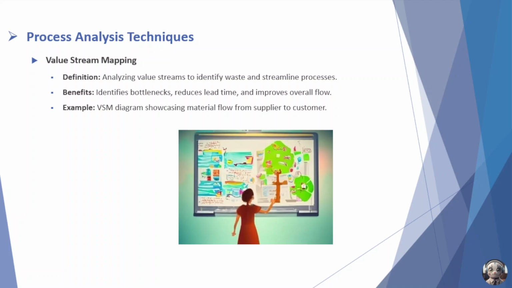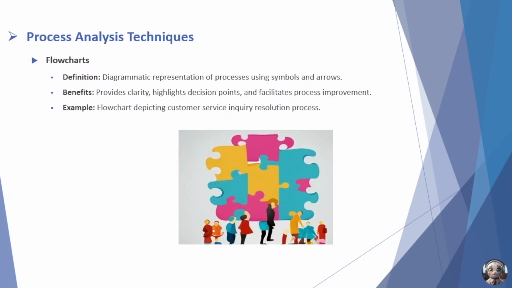And finally, we have flow charts. These diagrammatic representations of processes use symbols and arrows to illustrate the flow of tasks and decision points. Flowcharts provide a clear visual representation of our processes, making it easier to identify areas for improvement and optimize workflows.